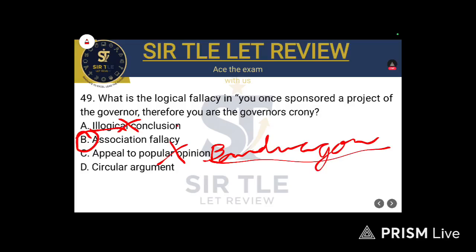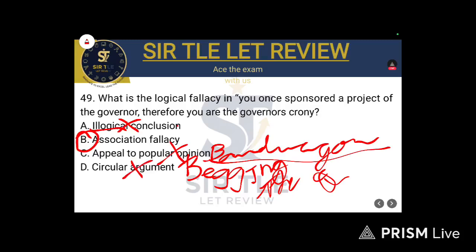Circular argument is, let's say this is the begging the question. So you are trying to prove your point by just repeating the exact same point in different words. Okay? So you are never actually offering real proof. Okay, that is the circular argument. The answer here is letter B, association fallacy.